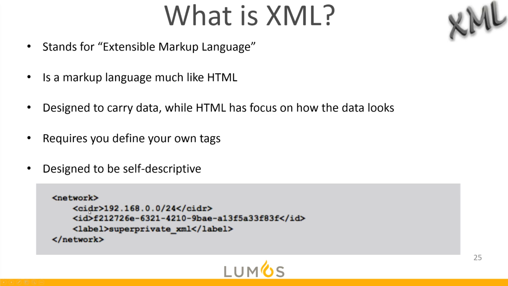The sub-element CIDR is its own key, and the value, to pair the key value, is the actual IP address, the classless interdomain IP address, 192.168.0.0. It's actually a network prefix, right? /24. Okay, we have a UID or UUID, or universally unique identifier, and we've got some sort of a label, okay, super private XML. So we can do whatever we want there.